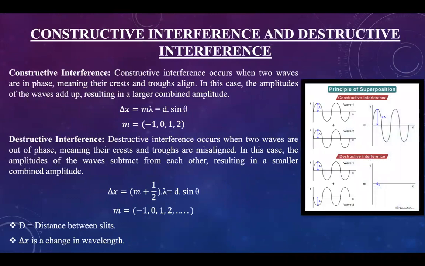Constructive interference and destructive interference. Constructive interference occurs when two waves are in phase, meaning their crests and troughs are aligned. In this case, the amplitudes of the waves add up, resulting in a larger combined amplitude. As we can see in the picture, constructive interference occurs where two waves in the same phase just add up, and the resultant is a larger combined amplitude.